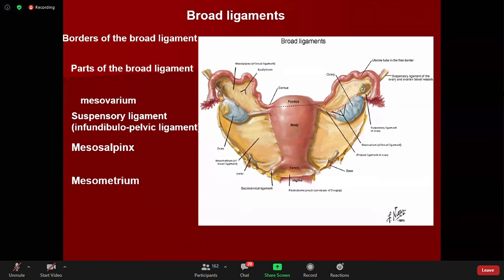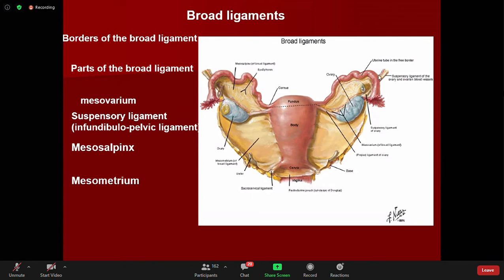Why? Because they are suspending the broad ligament to the lateral pelvic wall. Not only that, they contain the ovarian blood vessels. So, parts of the broad ligament: the mesovarium, where the ovary is attached, not covered by the broad ligament, is the thin line of attachment of the ovaries to the broad ligament. Between the ovary and the salpinx is the mesosalpinx, and the rest is called the mesometrium.